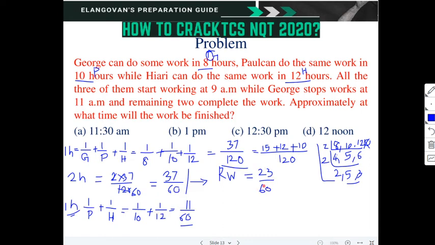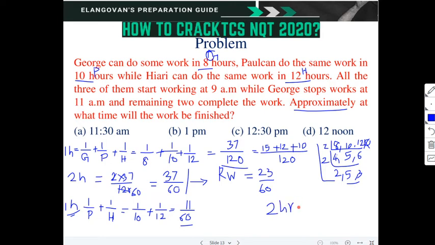23 by 60 parts is required. In the question it is approximate. So in 2 hours he can complete 22 parts. So 23 parts have to be completed. So 2 more hours is required.